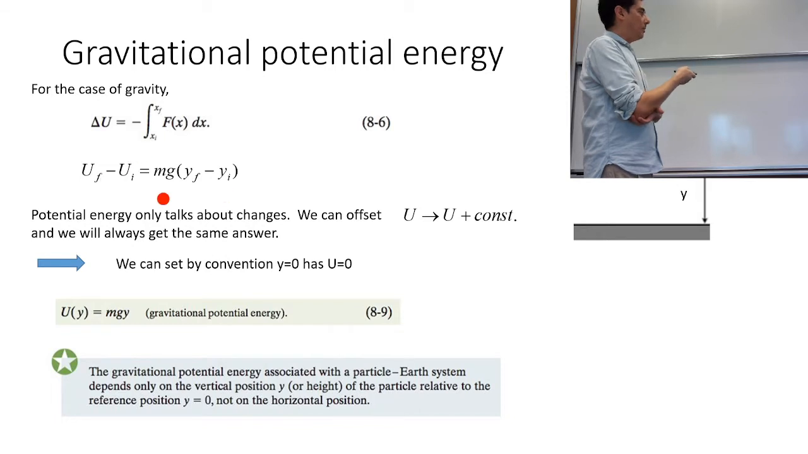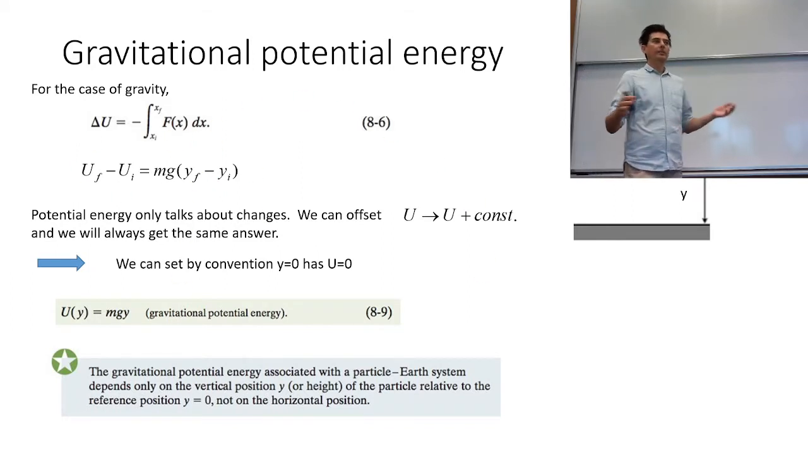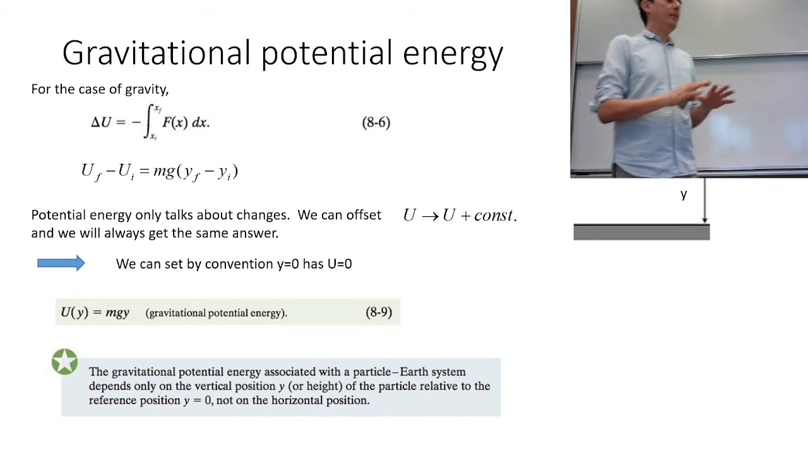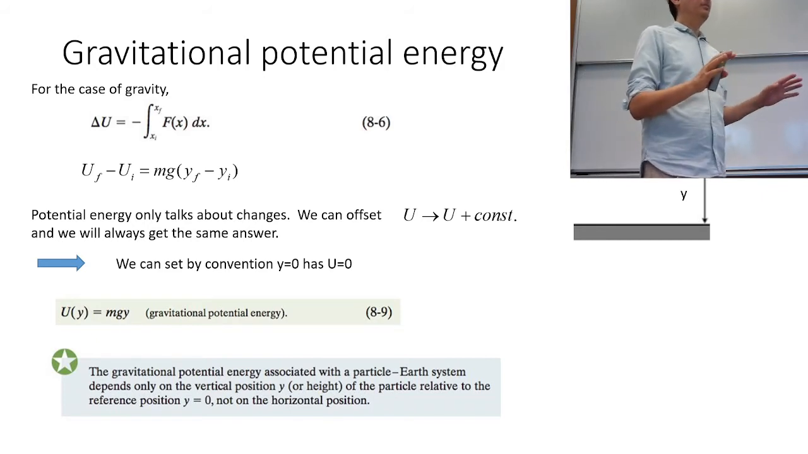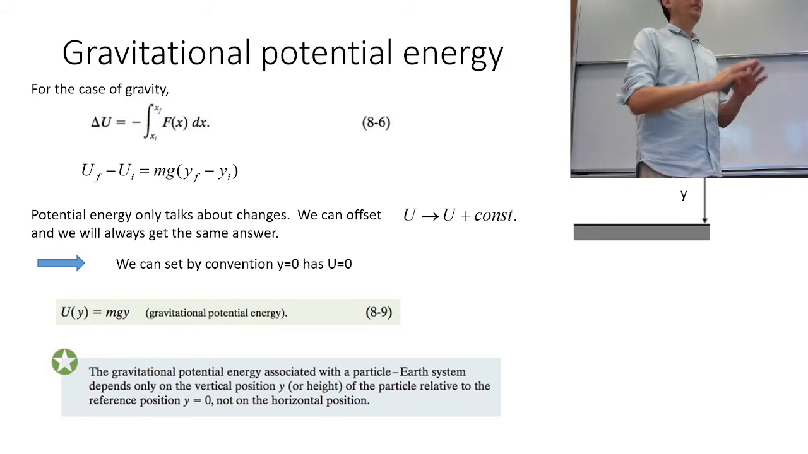So we have some relationship like this, and then the point that this slide is trying to make is that you can always set a zero point kind of arbitrarily.